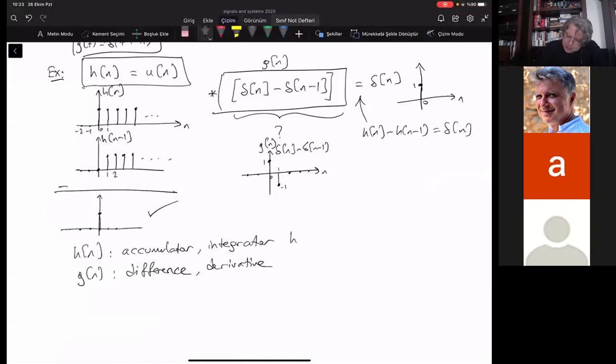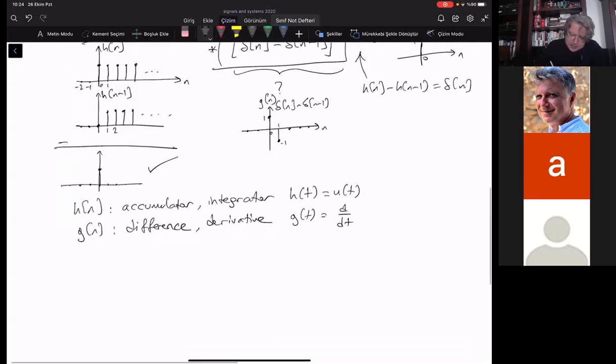The integrator operator can be considered to be h(t) = u(t) in continuous time, and the derivative is g(t), an operator called d/dt, the first derivative. And they are also inverses of one another because an integral and a derivative are inverse operations. If you are integrating a signal, let's also write in continuous time, so h(t) is equal to u(t).